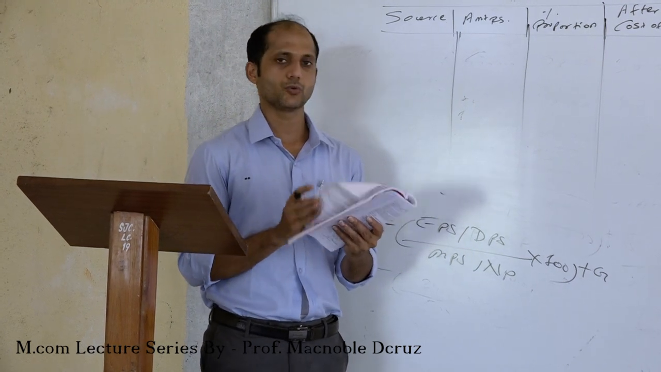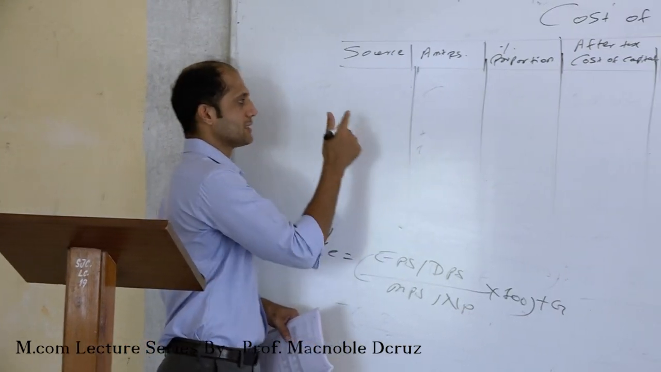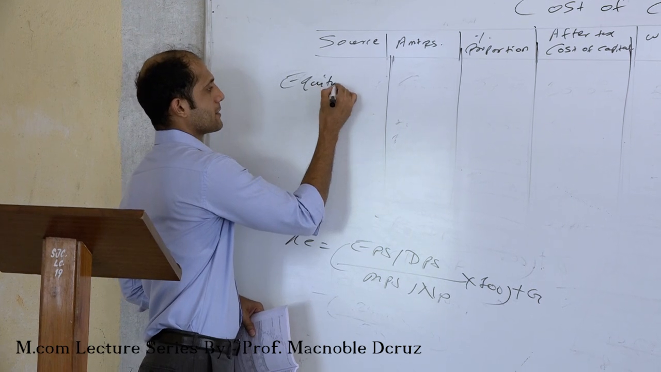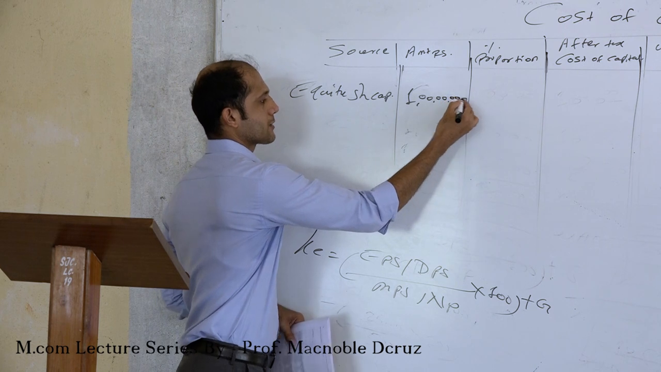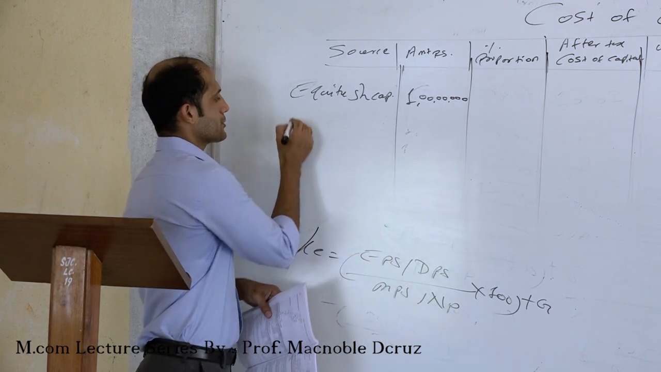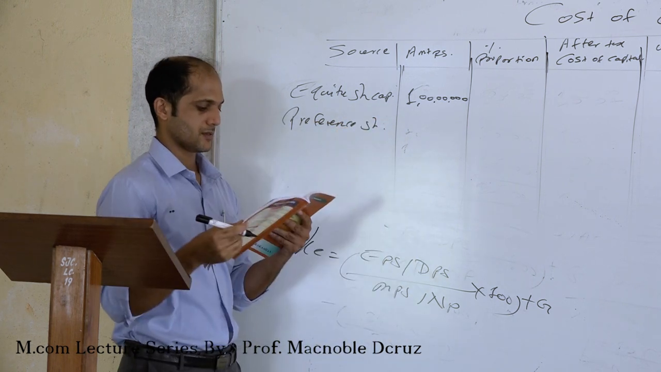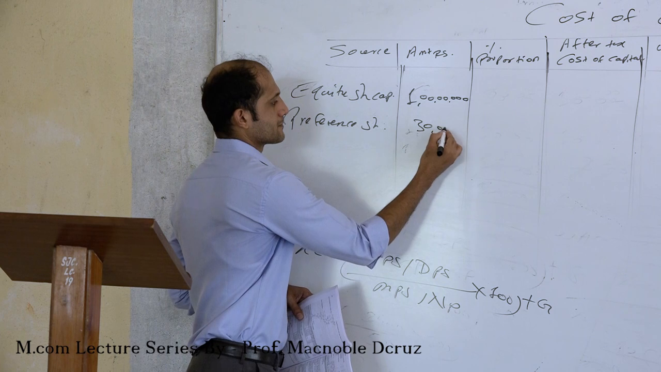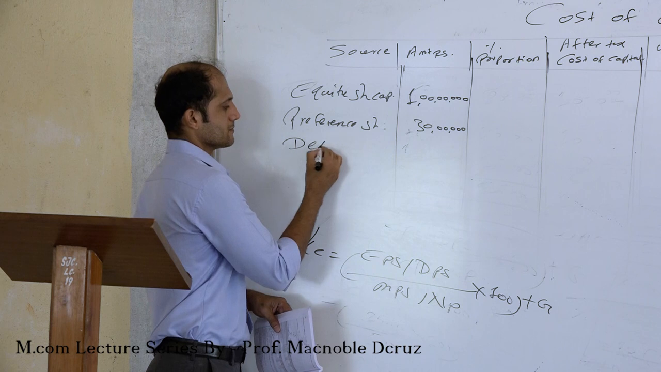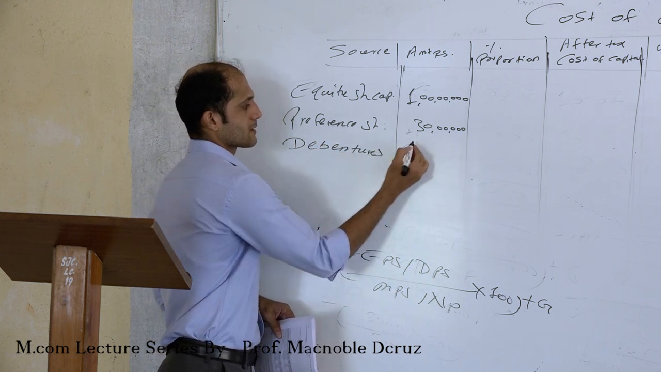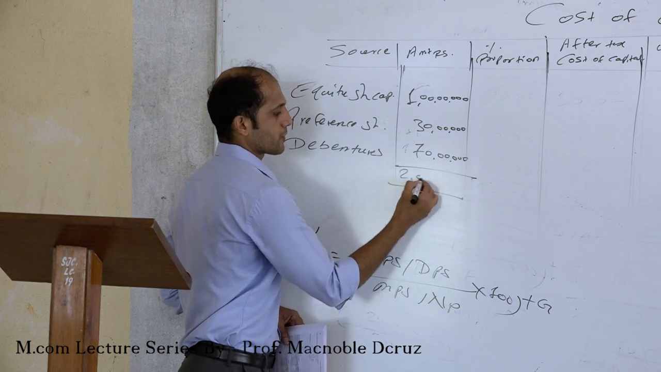First, we will write down the book value. Book value means value appeared in the balance sheet. Equity share, 1 crore, given. Preference shares, 30 lakhs. And debentures, 70 lakhs. Total 2 crore.